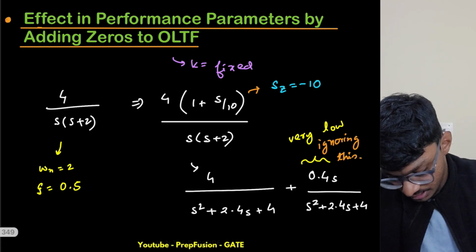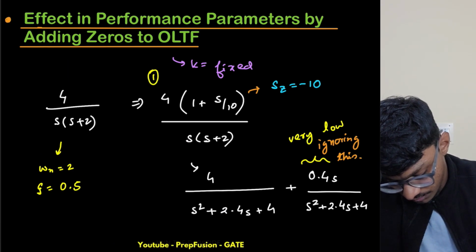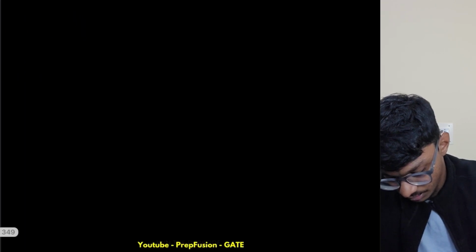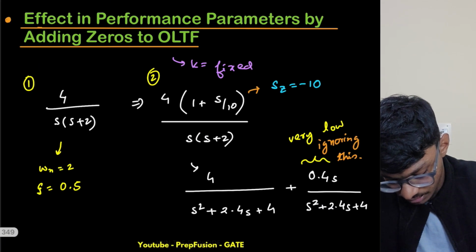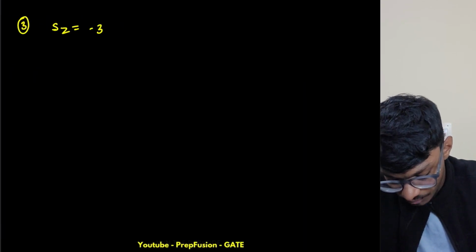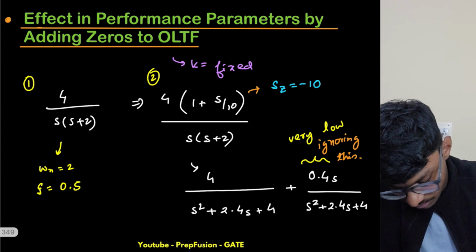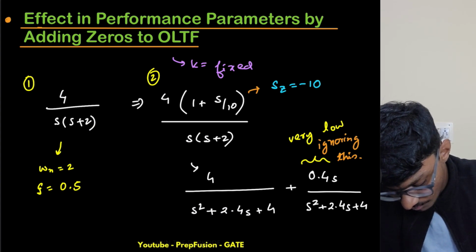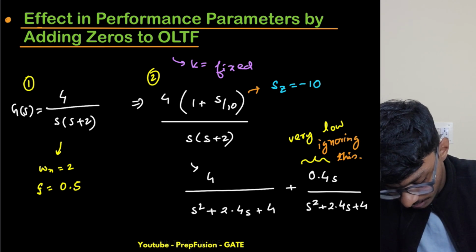So here, this is case 1. Let's name this case 2, case 1 and case 3. Let's say I add a 0 at s equals to minus 3. What happens then? If I add that, then my equation, so this is g of s. Forgot to write all this, sorry.